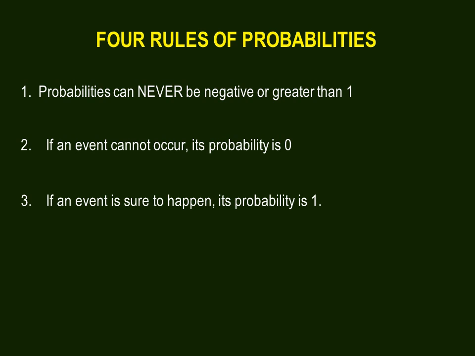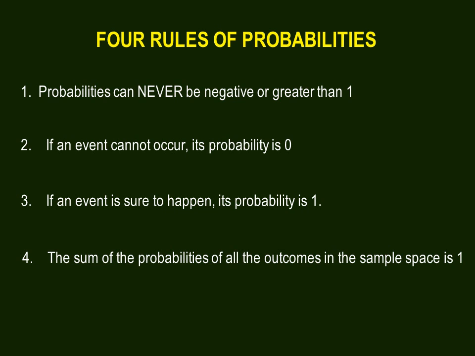Rule number 3, if an event is sure to happen, its probability is 1. An example, assuming you will not die at least before tomorrow, what is the probability that you will take at least 1 breath in the next 5 minutes? I believe the answer to that is 100%. Rule number 4, the sum of the probabilities of all the outcomes in the sample space is 1. We'll come back to that one later on.